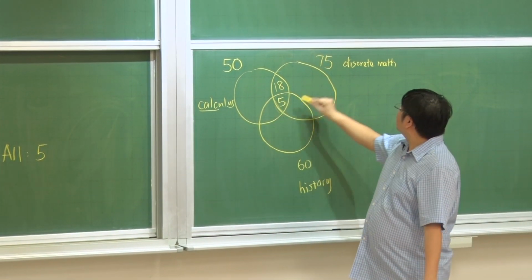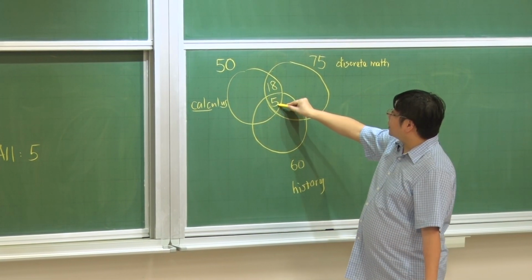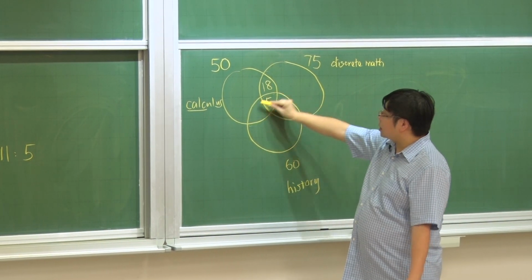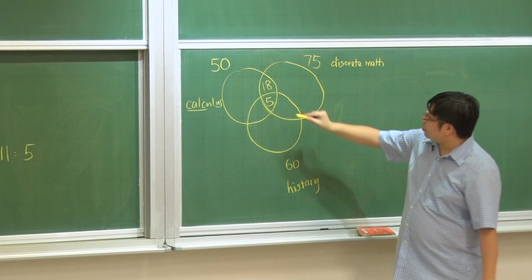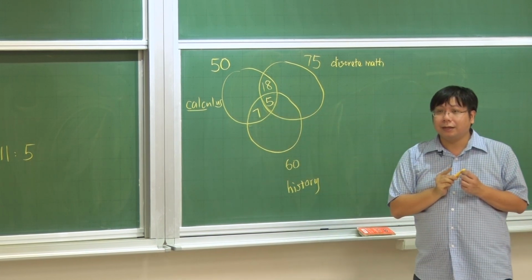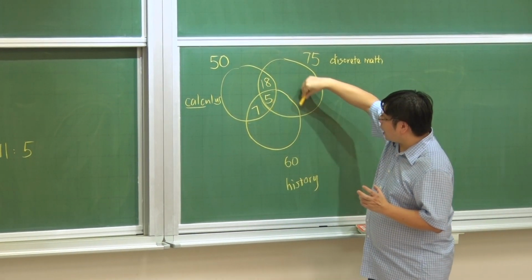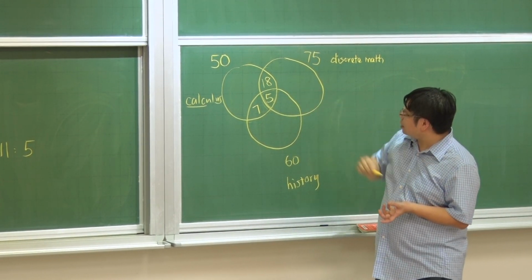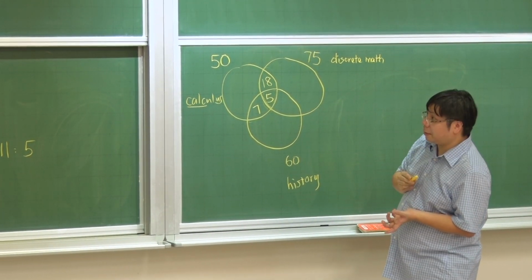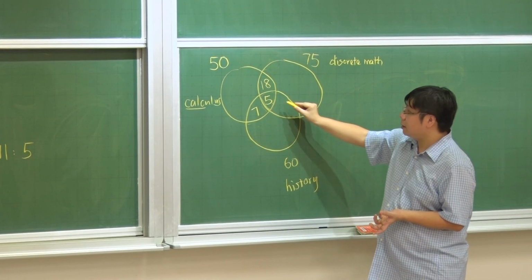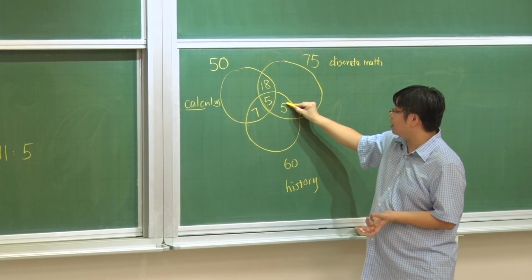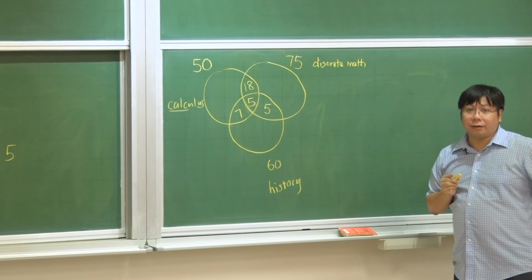And then here, 5 is studying all, and this represents students that are studying calculus and history together. Altogether there are 12 of them, so we know that there are 7 here. Is that okay? And similarly, this region is history with discrete math, so there are 10. So I know that there are going to be 5 here. Is that okay?